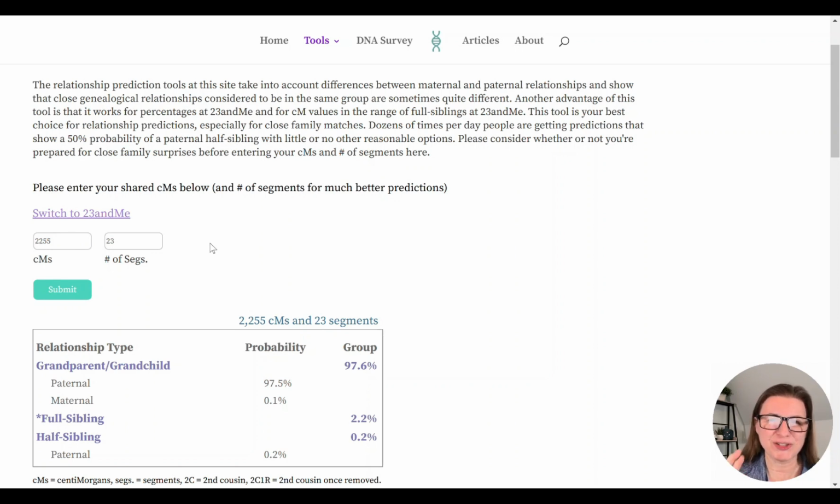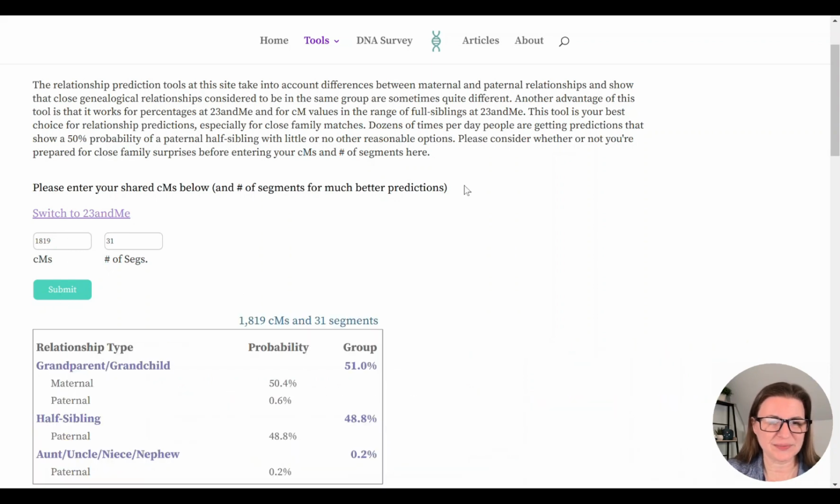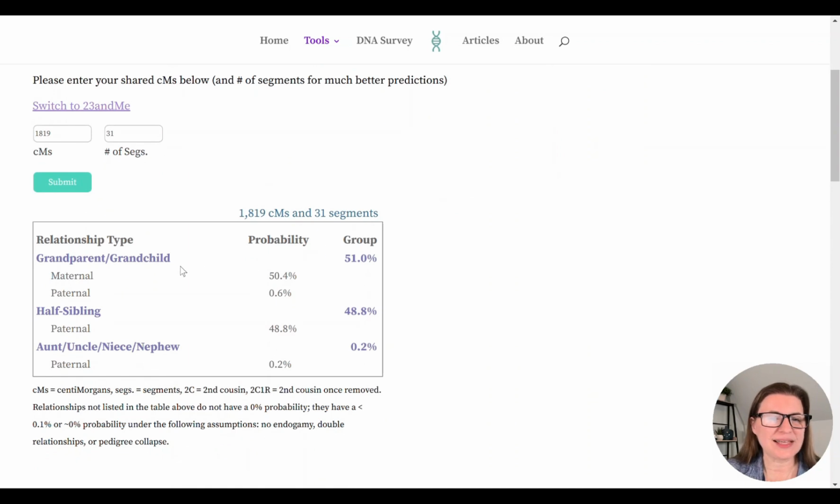Now let's look at the other two that were really close. The grandmother we're calling D and the aunt we're calling B. So I looked at grandmother D, and this is my mother, so this would be her maternal grandmother, and it was 1819 centimorgans and 31 segments. So let's see what it says. Here it says that 51% chance is a grandparent, grandchild.